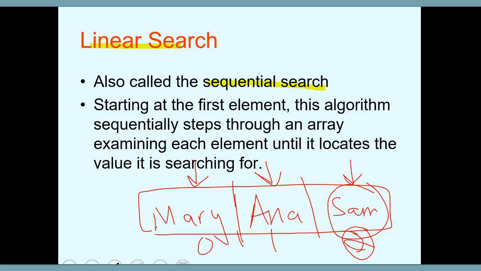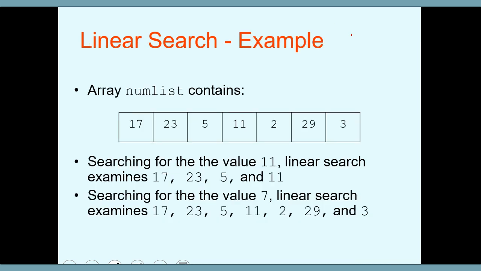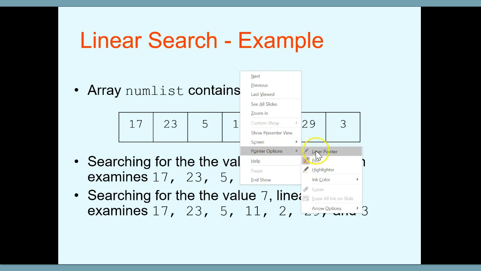If we were looking for some name that wasn't in the array, we would examine the first, second, and third elements, but once we get to the end of the array, what would we return? -1, yeah, exactly. So if we were searching for Roger, we would return -1. So it's pretty easy to understand. Here's another example.